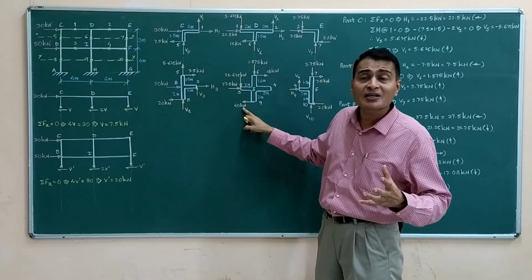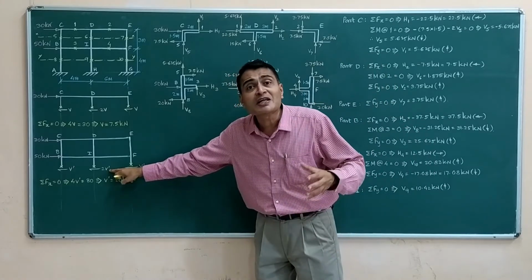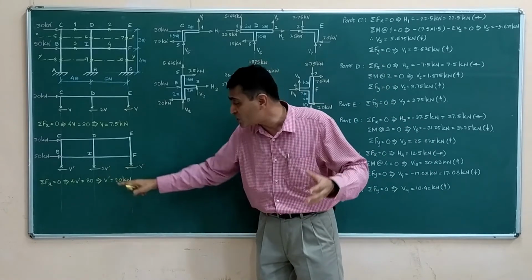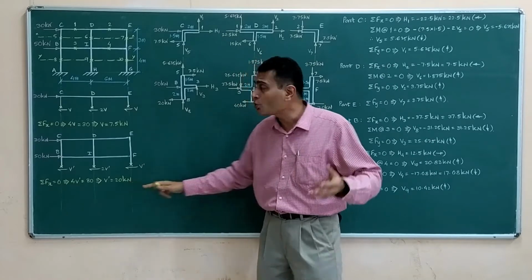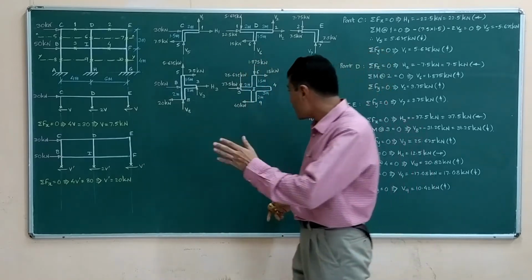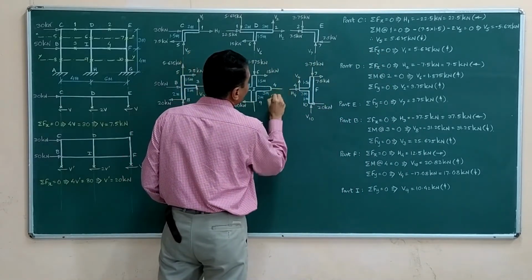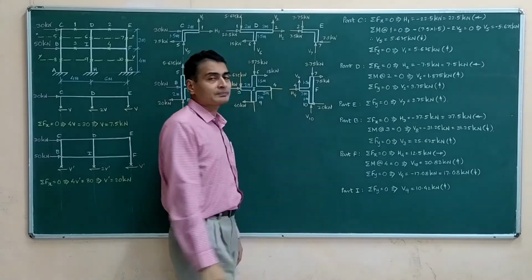Where from am I getting this 40? Of course, I am getting it from here. This is an interior column carrying 2V prime shear. V prime is 20 kilonewtons. So here I am getting 40 kilonewtons. Now I am yet to find V9, H4 and V4.